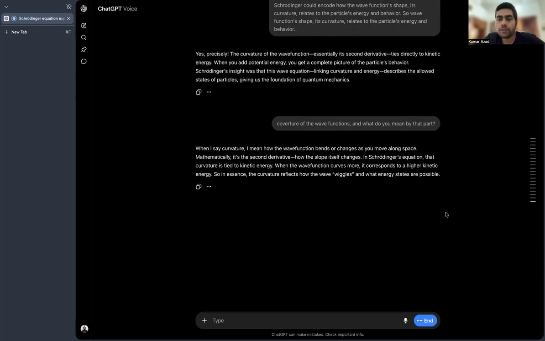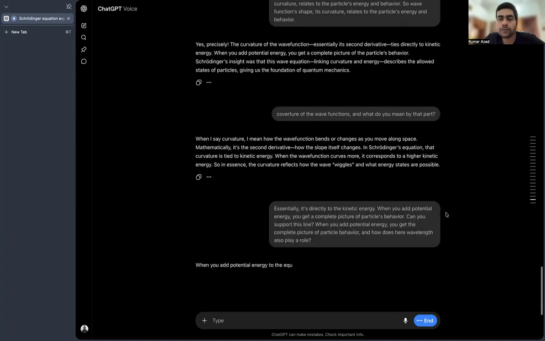So essentially, it's directly tied to the kinetic energy. When you add potential energy, you get a complete picture of the particle's behavior. Can you support this line? When you add potential energy, you get the complete picture of particle behavior. And how does wavelength also play a role here?